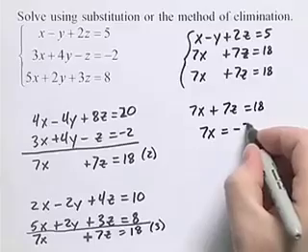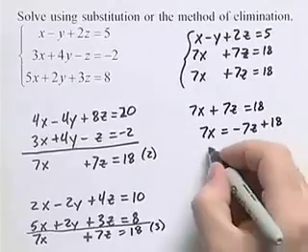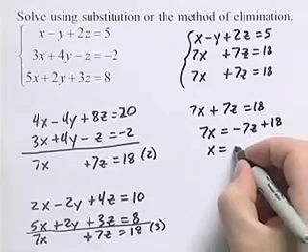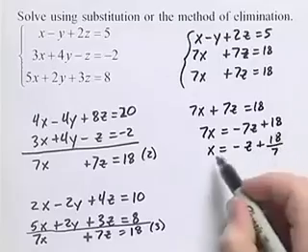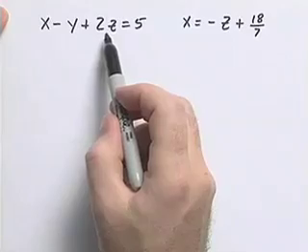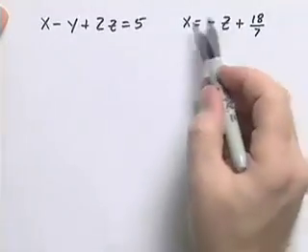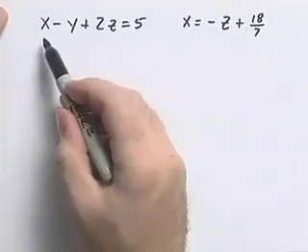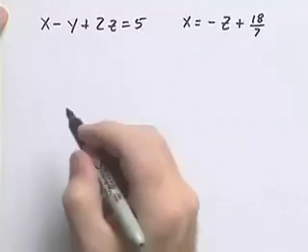7x equals negative 7z plus 18. We're going to divide both sides by 7, so we'll have x is equal to negative z plus 18 sevenths. We've expressed x in terms of z. Now we need to get y in terms of z to complete our solution. Here we've rewritten our first equation, and here we have x solved in terms of z. So we're going to take our definition for x, plug that into our first equation, and then solve this equation for y to get it in terms of z.